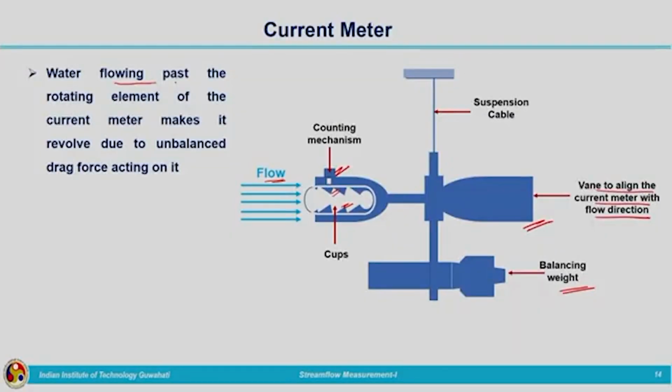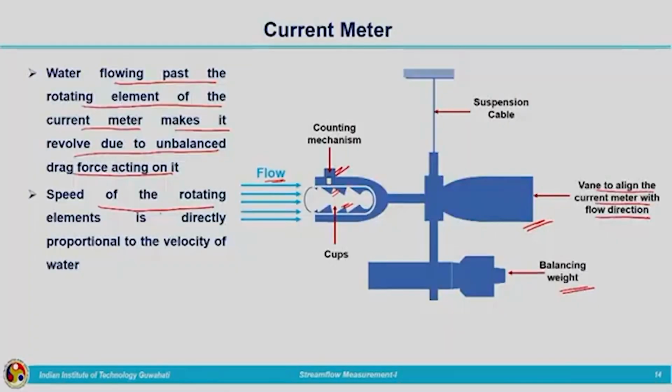Water flowing past the rotating element of the current meter makes it revolve due to the unbalanced drag force acting on it. Water flow is there, and based on that there will be a drag force acting on it. Because of that, these conical cups will be rotating. Those rotations are of interest, and they are recorded by means of the counting mechanism. The speed of these rotating elements is directly proportional to the velocity of water.